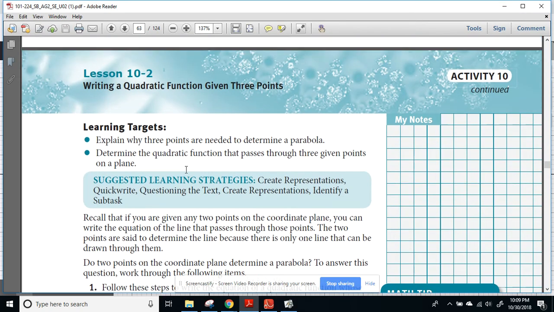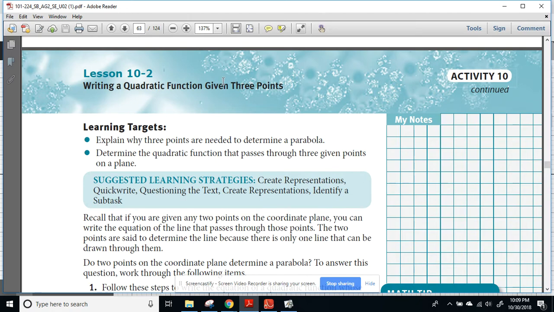Okay, so I know we're going out of order, but that's because lesson 10-2 is really easy to do with the video, and lesson 10-1 is a bit more complicated. So it's okay. Don't worry. We're not skipping lesson 10-1. We're going to come back and get it.